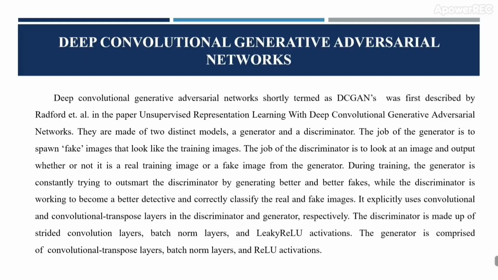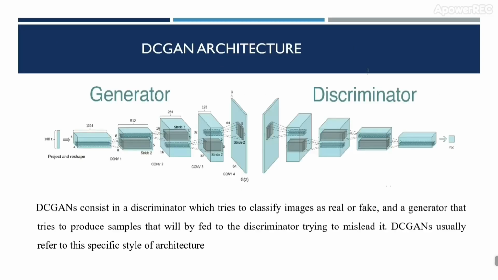Coming to the DCGAN part, DCGAN means Deep Convolutional Generative Adversarial Network. They are made up of two distinct models: one is the generator, the other is the discriminator. The generator part of the GAN learns to create fake data by incorporating feedback from the discriminator. It learns to make the discriminator classify its output as real. The discriminator in a GAN is simply a classifier. It tries to distinguish real data from the data created by the generator.